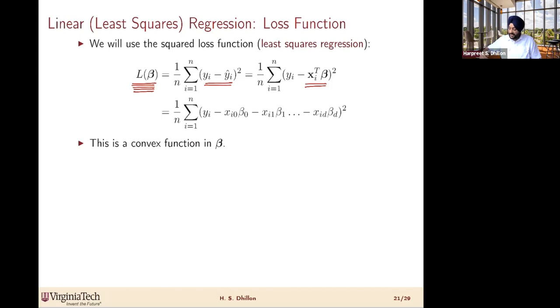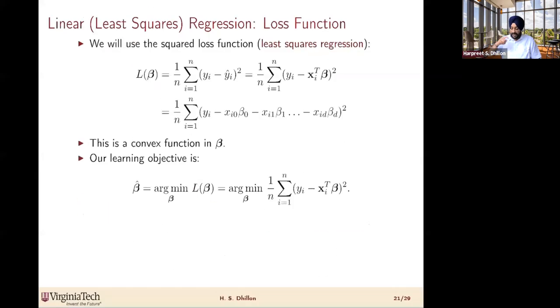Now this is a convex function in beta, right? So your learning objective reduces to the following. We are interested in finding an estimate for this vector beta that minimizes this cumulative loss. Okay, so we are interested in minimizing this function here.